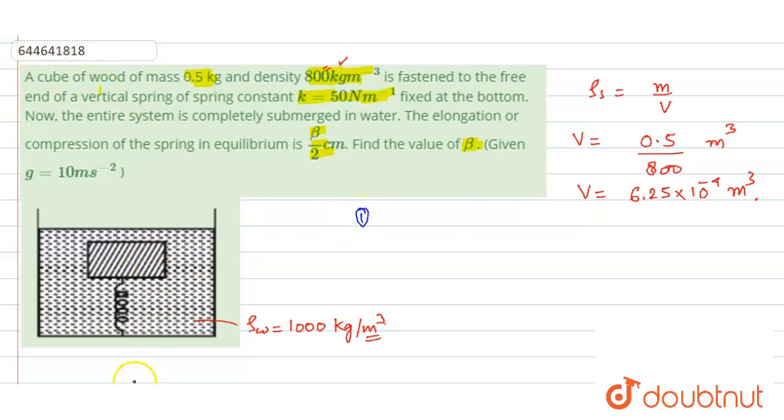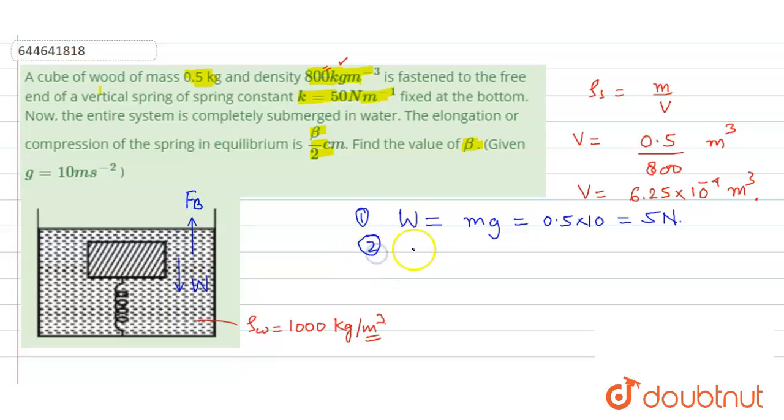We can see what the net downward force on this is. So the net force will be equal to, first, the weight. Let us try to calculate its weight. Its weight is simply m times g, mass into g. So mass is 0.5 into g is 10, so its weight is simply 5 Newton. And since it is immersed in a liquid, we have found out the weight. Now let us try to calculate the buoyant force.